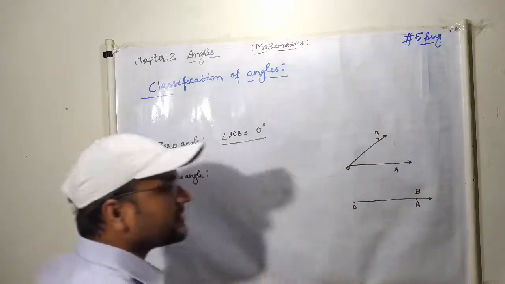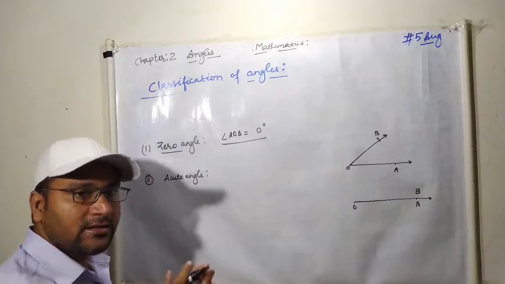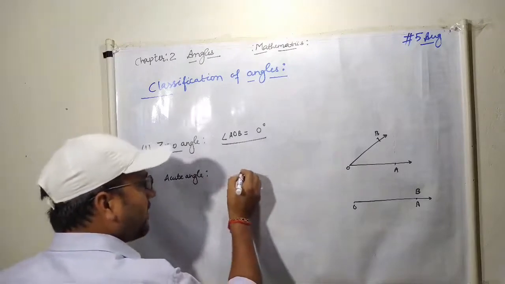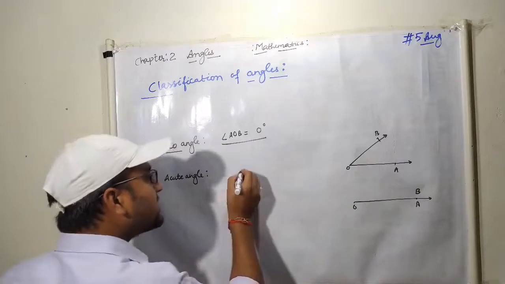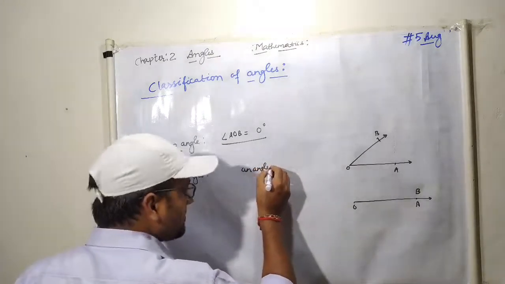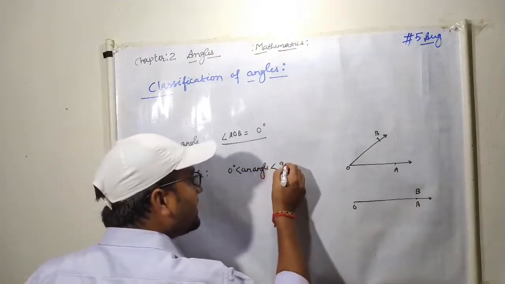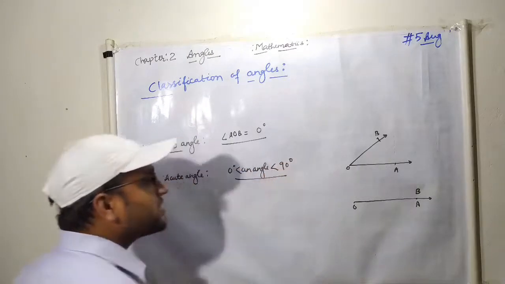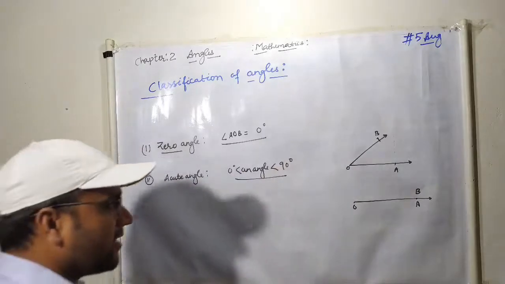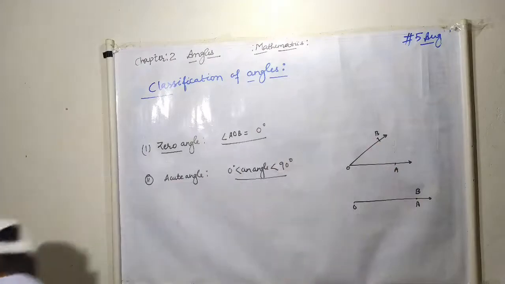An angle whose measure is greater than 0 degrees but less than 90 degrees, that angle is known as an acute angle. I will show you this one here, with this same example.